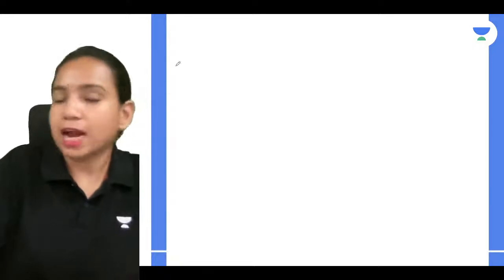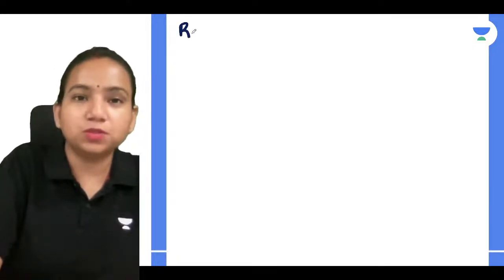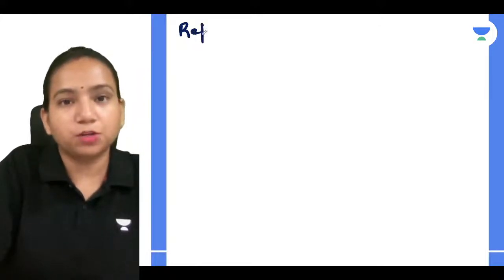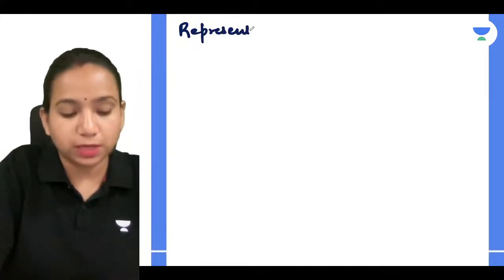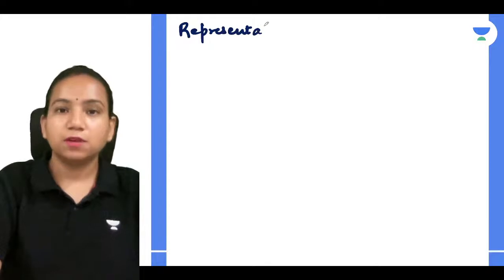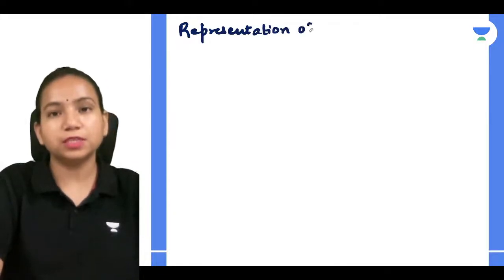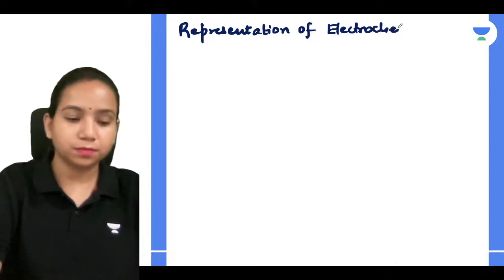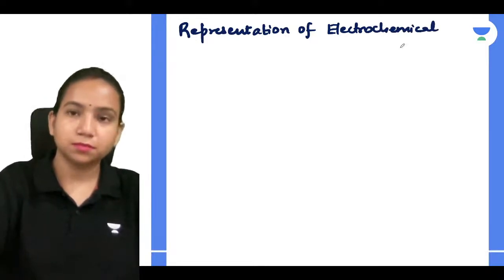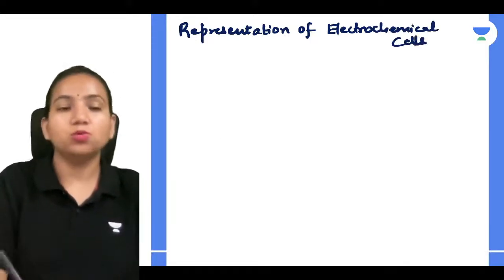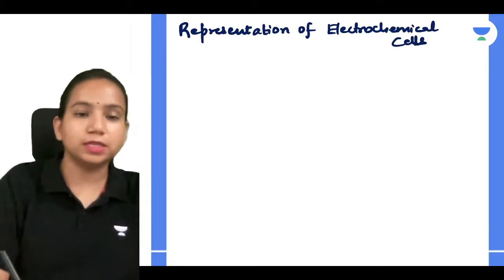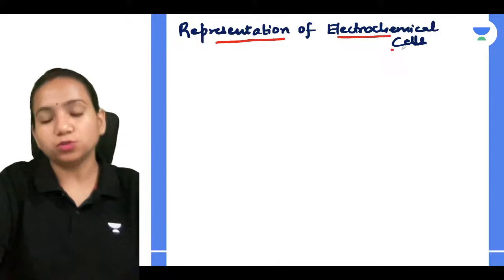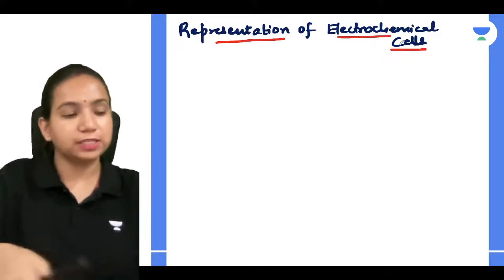So let's just start with the topic without wasting the time. We'll be discussing the representation of electrochemical cells. Whether it is an electrolytic cell or a galvanic cell, how can you do the representation of it? Let's understand that.